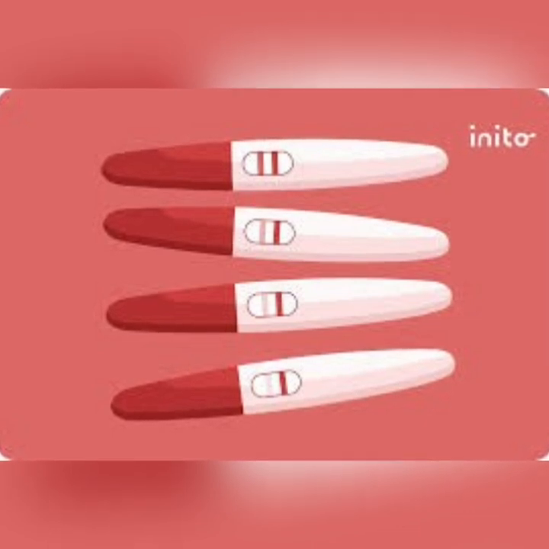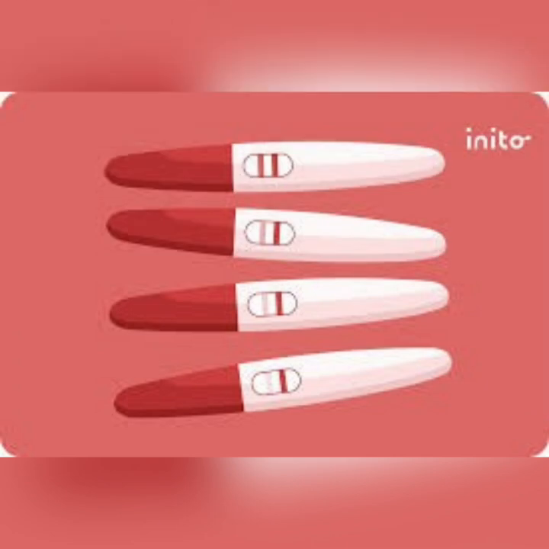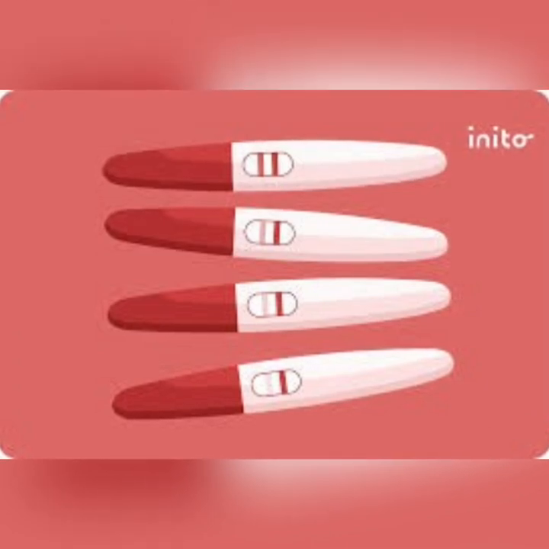Pregnancy tests can be done either in the urine or blood. So there are two types of pregnancy tests. One uses a urine sample, the other one uses a sample of blood.